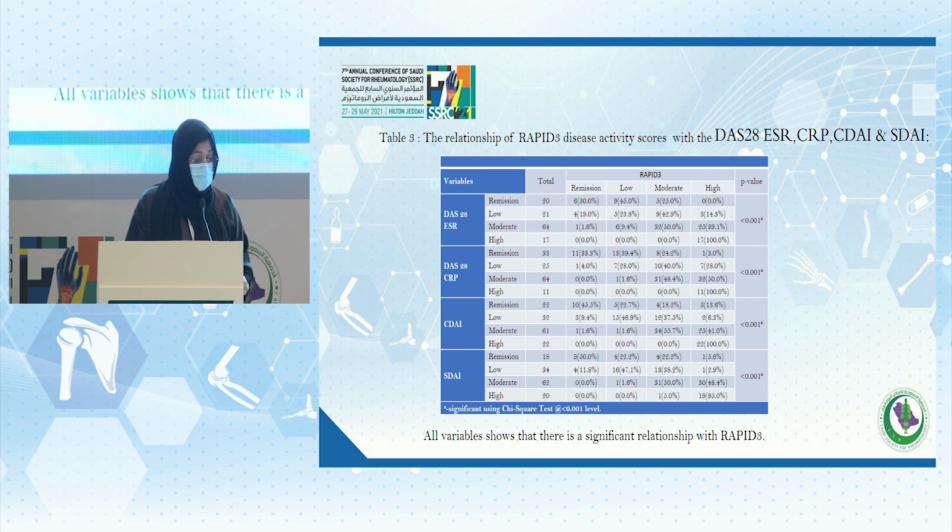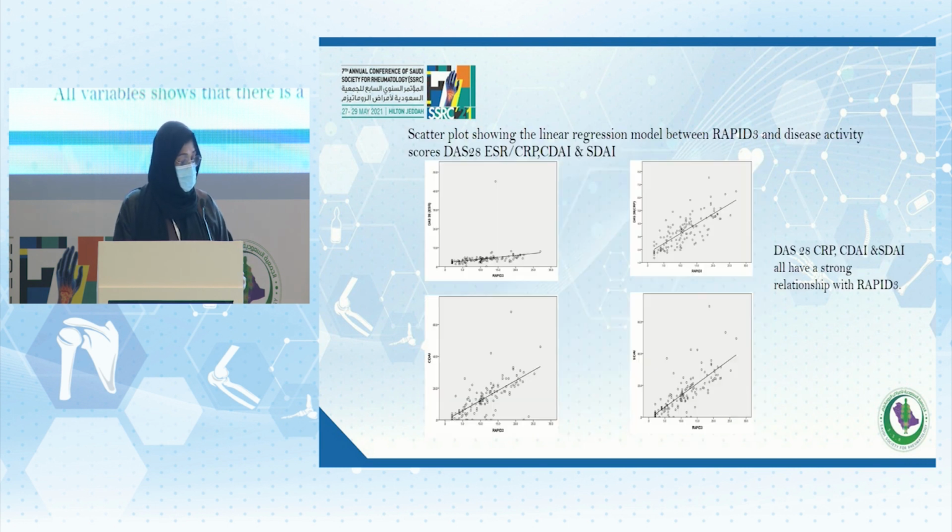For the relationship of RAPID-3 with the disease activity scores, the DAS28 ESR as well as the CRP and CDAI, all of the parameters showed a significant relationship with RAPID-3. A scatter plot showed that the linear regression between RAPID-3 and the disease activity scores was strongly positive, and the best of them was the DAS CRP, then the CDAI, as well as the ESR. And the least of them was the DAS ESR.